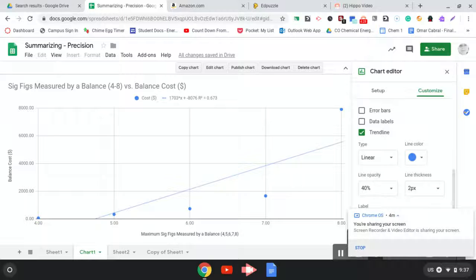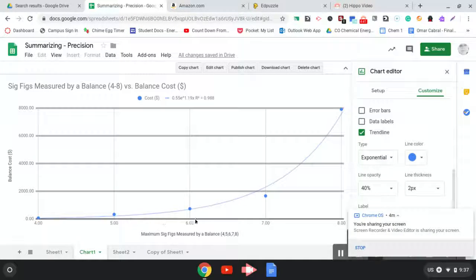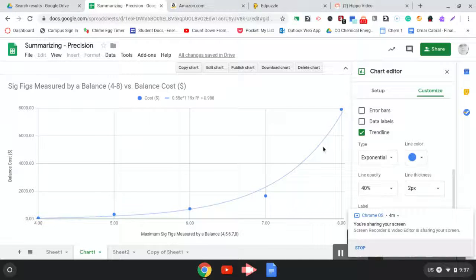So in the previous video, I made the argument that sig figs and balance cost are correlated. Sig figs show you how much the measurement costs, and it just happens to be that the cost of balances is actually exponential. It's much, much more expensive to get 8 sig figs than it was to get 7 sig figs. That's what this is telling us. It's an exponential increase.